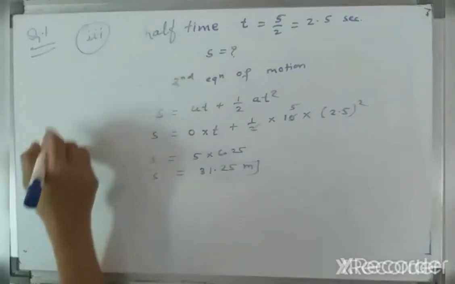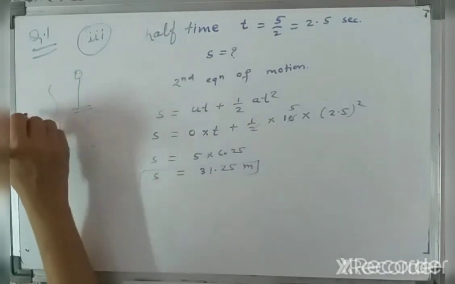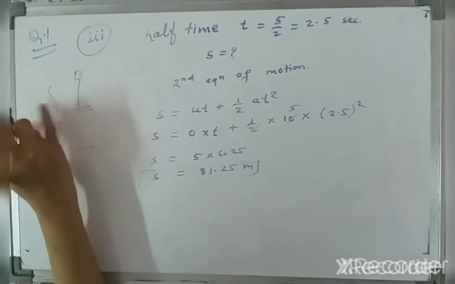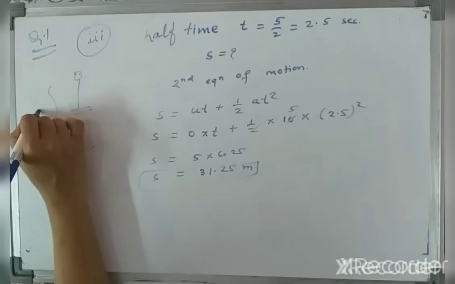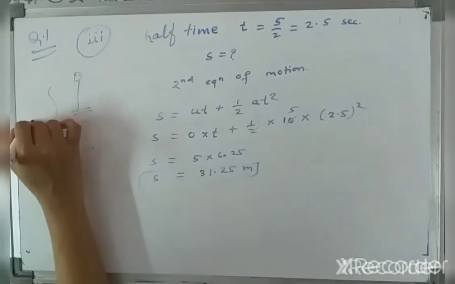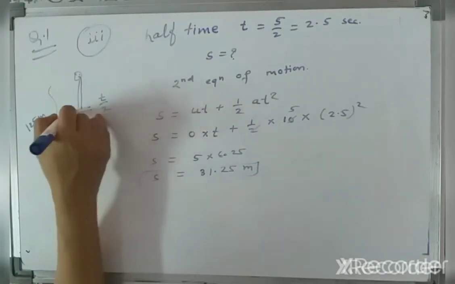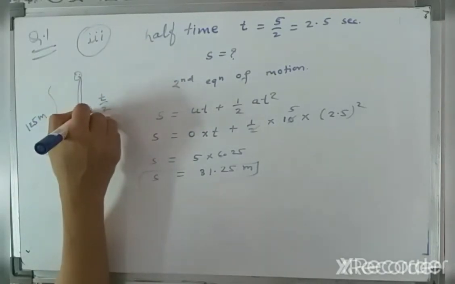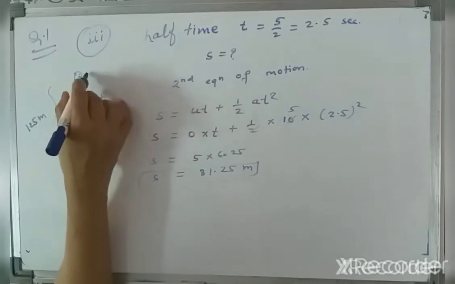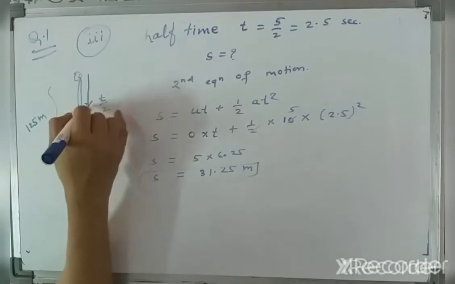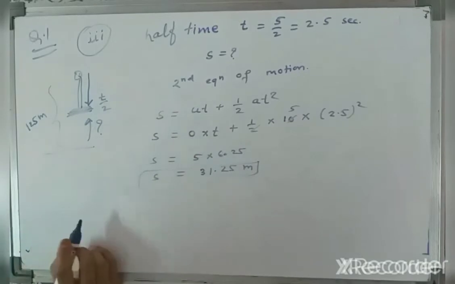How much has the ball fallen at half time? Means from here, this total distance is 125 meters, right? So the ball comes to the half of the time here, right? Height of the ball at half of the time we have to find out. This much the ball has fallen down. We have to find out the height of the ball from the ground. That is, how much is the height from the ground.